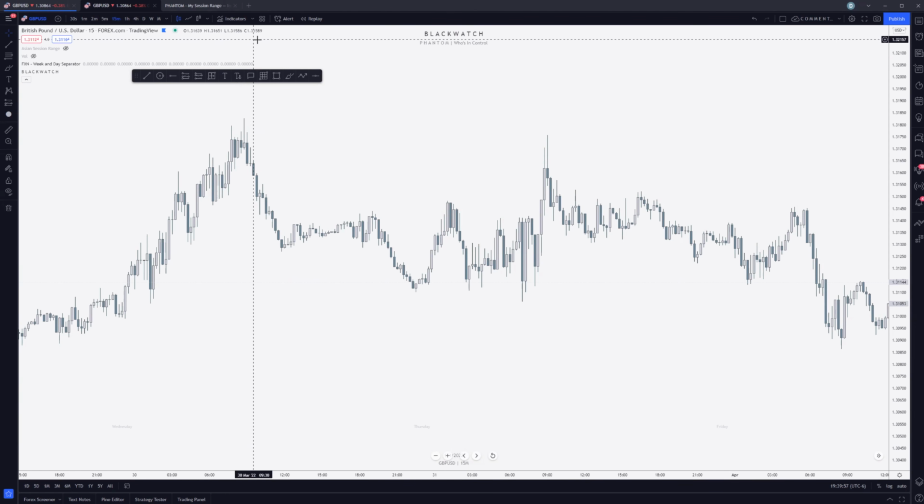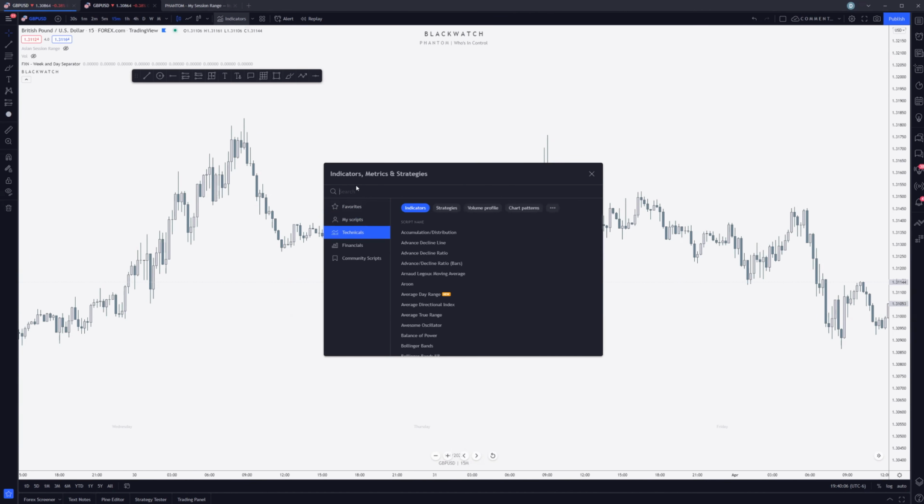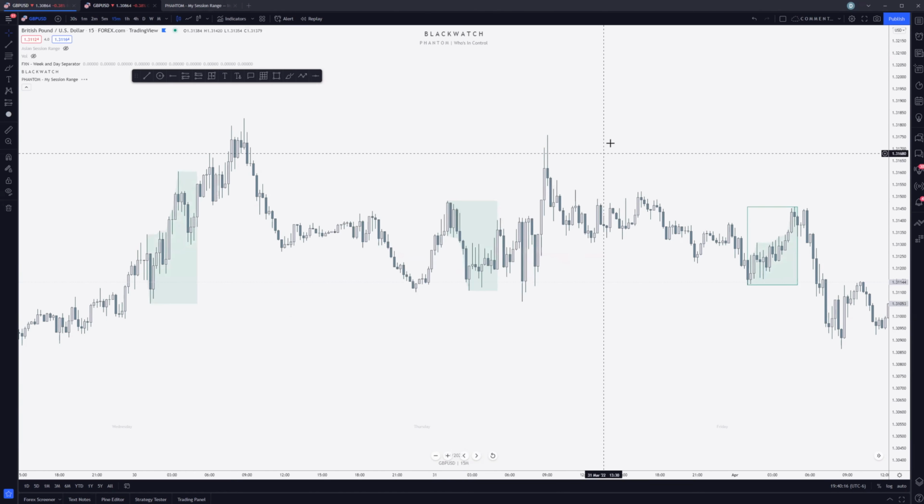Yeah. So I guess we'll show you how to find it first. If you go up to indicators and then go into the search, you can search for Phantom, and it's called My Session Range. You'll see it's published by somebody named Dorkstorm, which is me. You just click that, and it'll add it onto your charts like this.